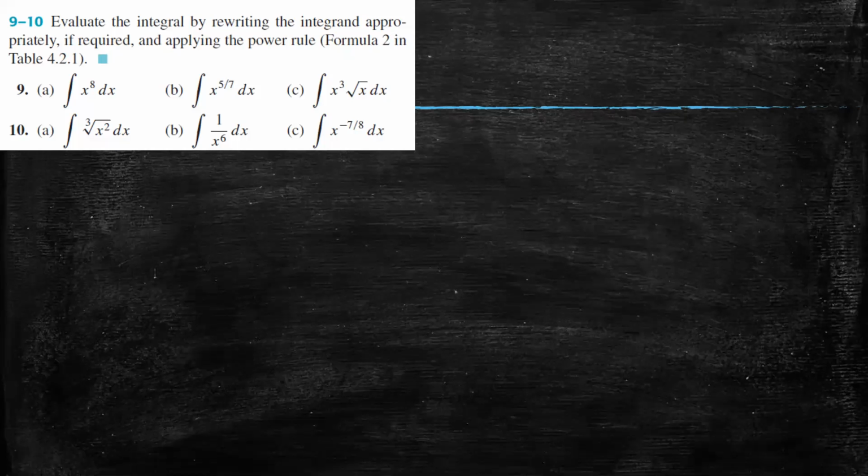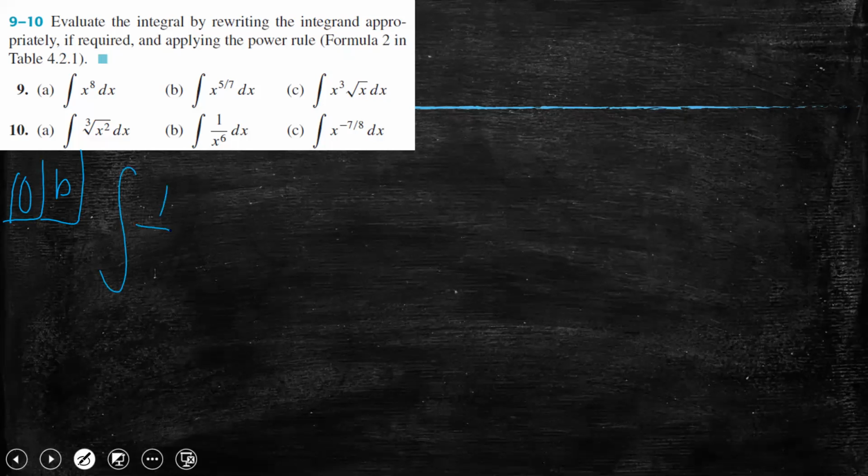Now, let's solve 10b. Integration of 1 over x to the power 6 dx. First here, I will rewrite it as a negative exponent. So it will be x to the power negative 6 dx.